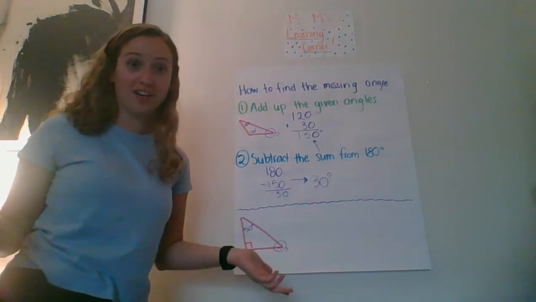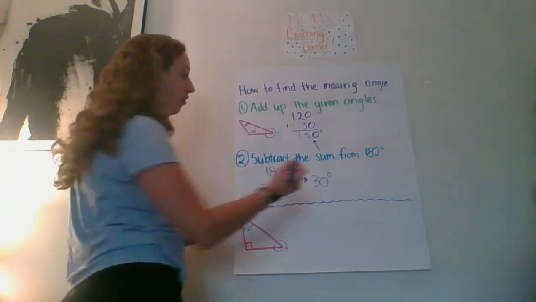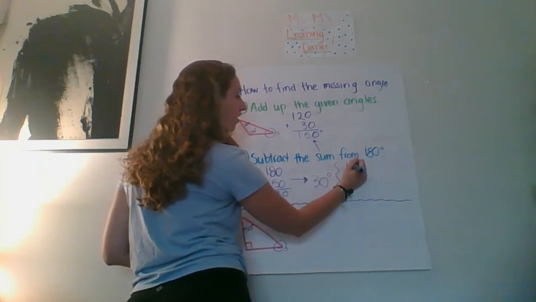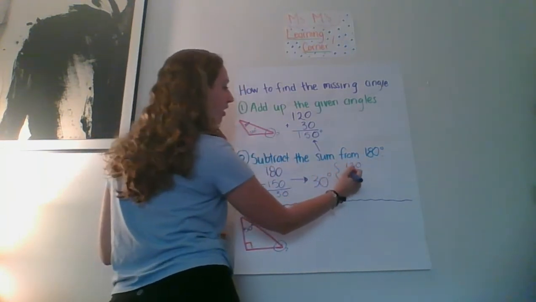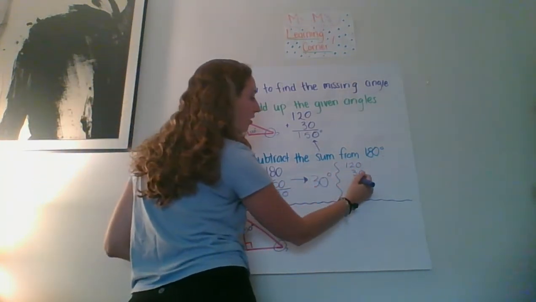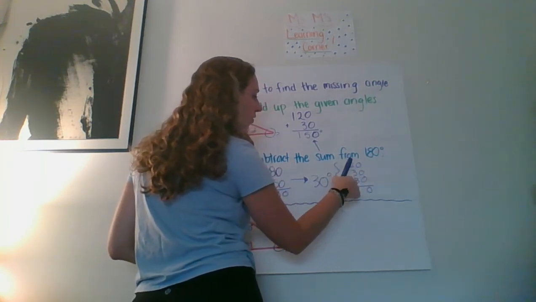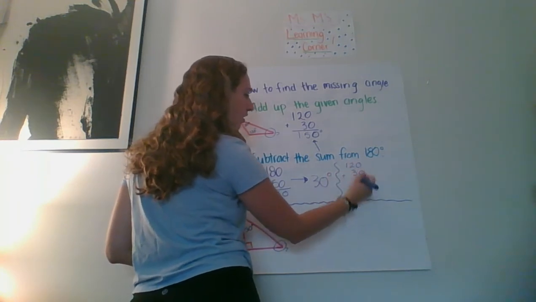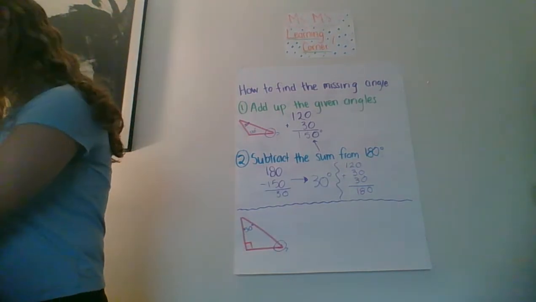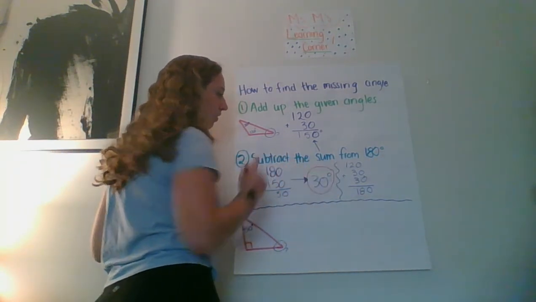We can also check our work using addition, knowing that all of our angles have to add up to 180 degrees. So I could also check my work and do my 120 that I was given, my 30 that I was given, and the 30 degrees that I found to be my answer. Add them up. 3 plus 3 is 6, plus 2 is 8. 1. They all add up to 180 degrees, which means I was correct. My missing angle is 30 degrees.